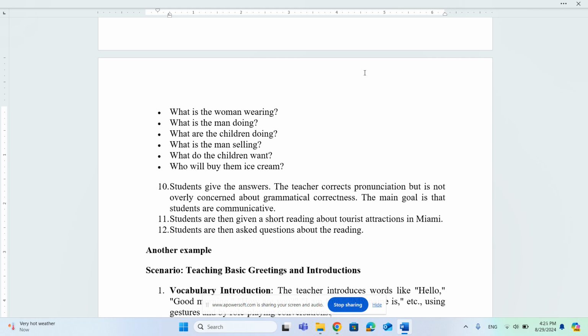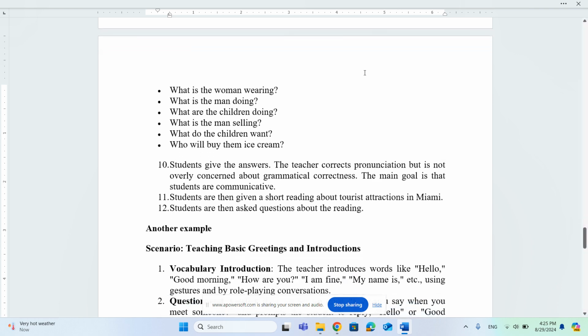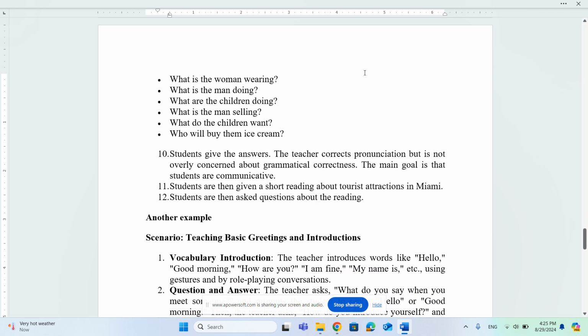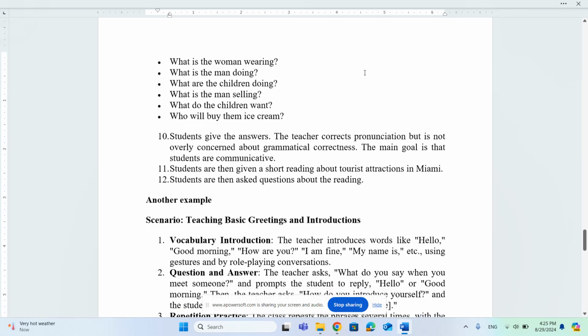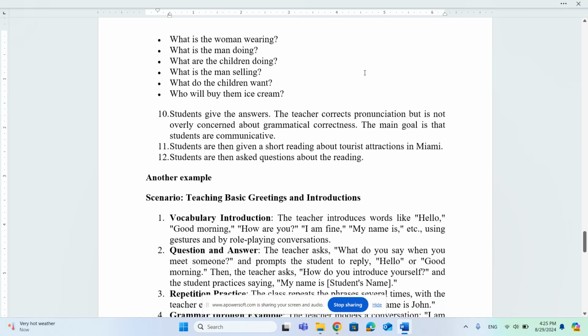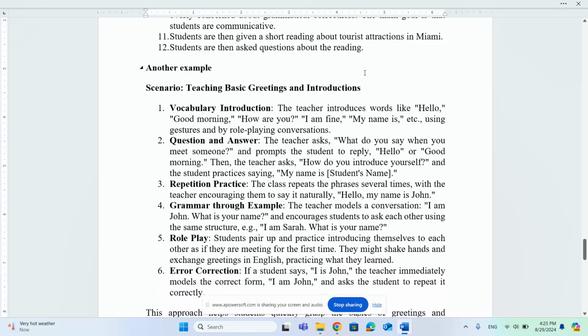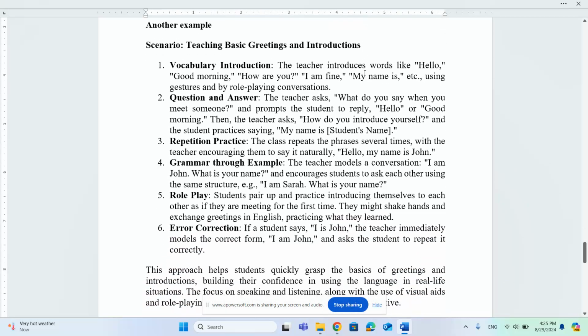And after that, students are then given a short reading about tourist attractions in Miami. Then again, students are asked questions about the reading. Okay, by following this application or example, you can apply this method in the classroom. I have shown you another example also. The scenario is you are teaching basic greetings and introductions to your students. What you do first is vocabulary introduction. You introduce some vocabulary to teach greetings and introductions.